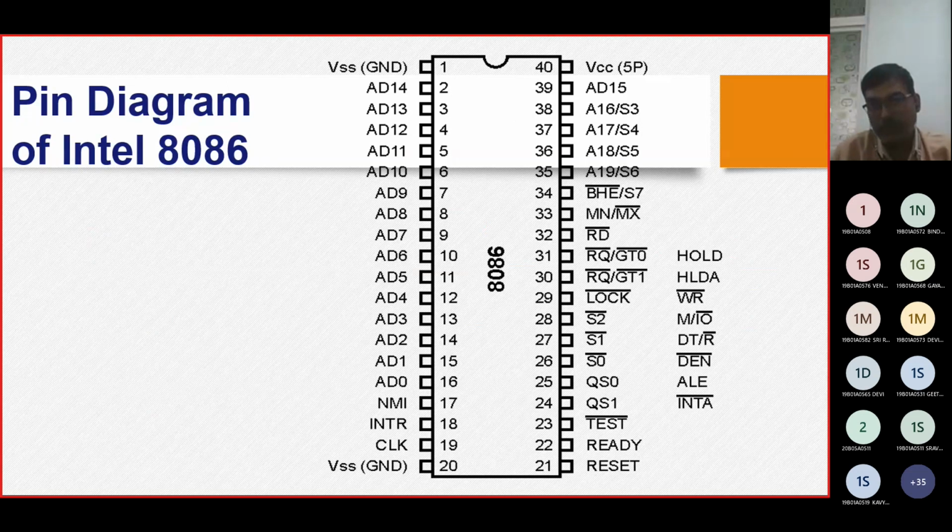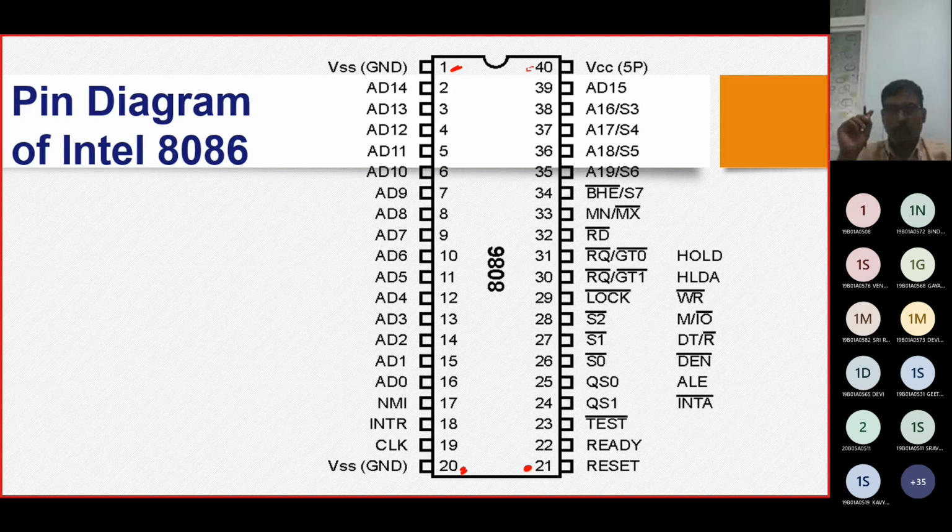Now this slide is showing you the holistic architecture of the 8086. You can see the pins numbered from 1 to 20, then 21 to 40. So in total we have 40 pins, and every pin has a specific purpose.